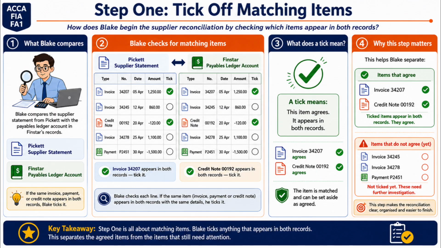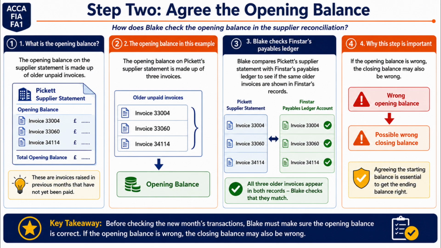Step 2. Agree the opening balance. The next step is to agree the opening balance. The opening balance on the supplier statement is made up of older unpaid invoices. In this example, the opening balance is made up of 3 invoices: invoice number 33004, invoice number 33060, and invoice number 34114. These invoices together make the opening balance on Pickett's statement.